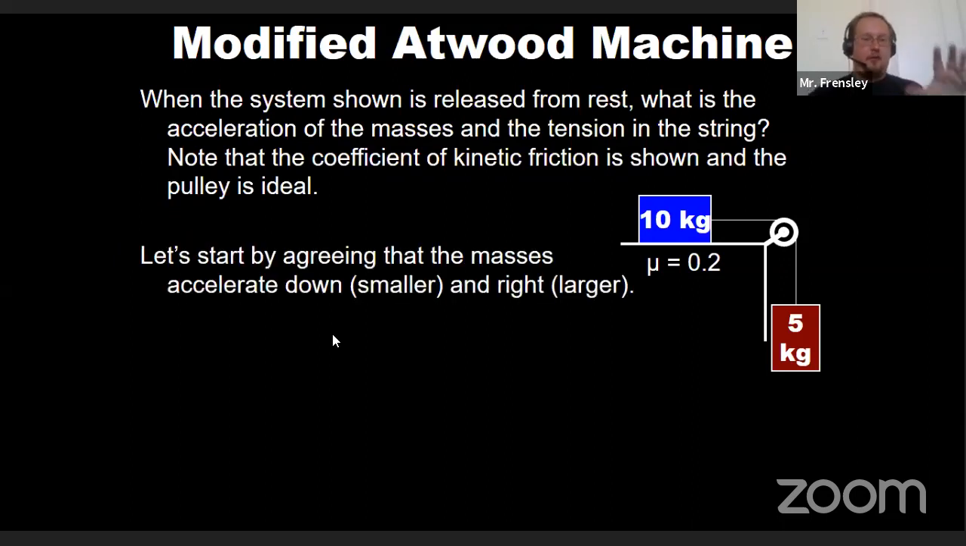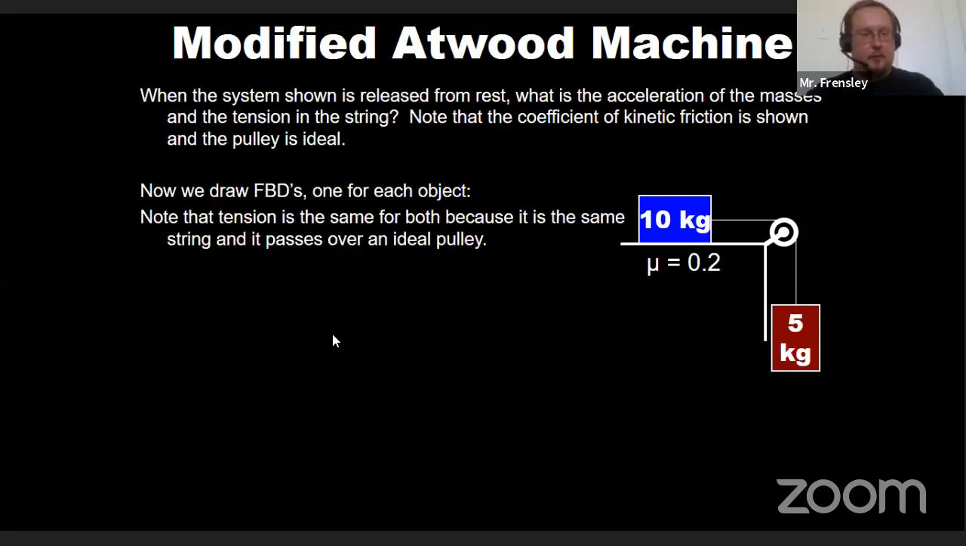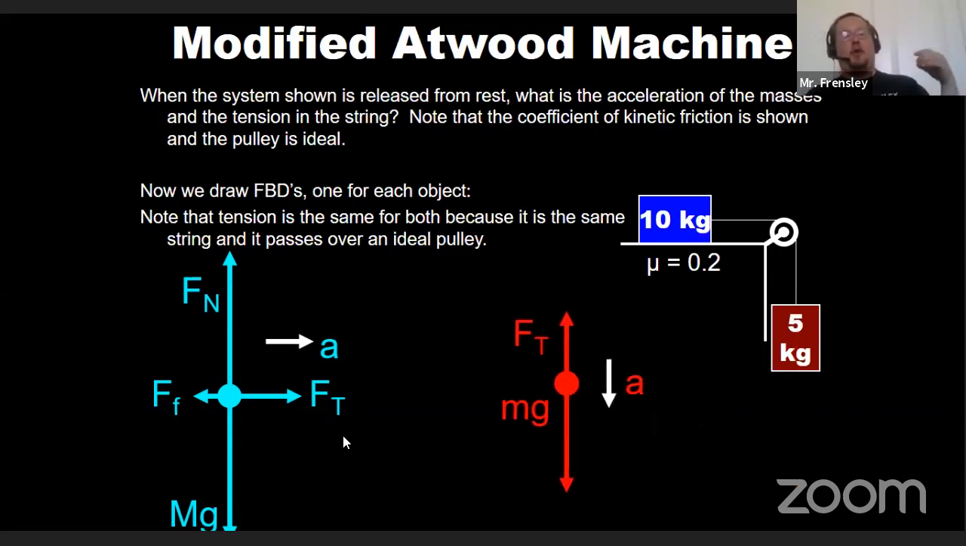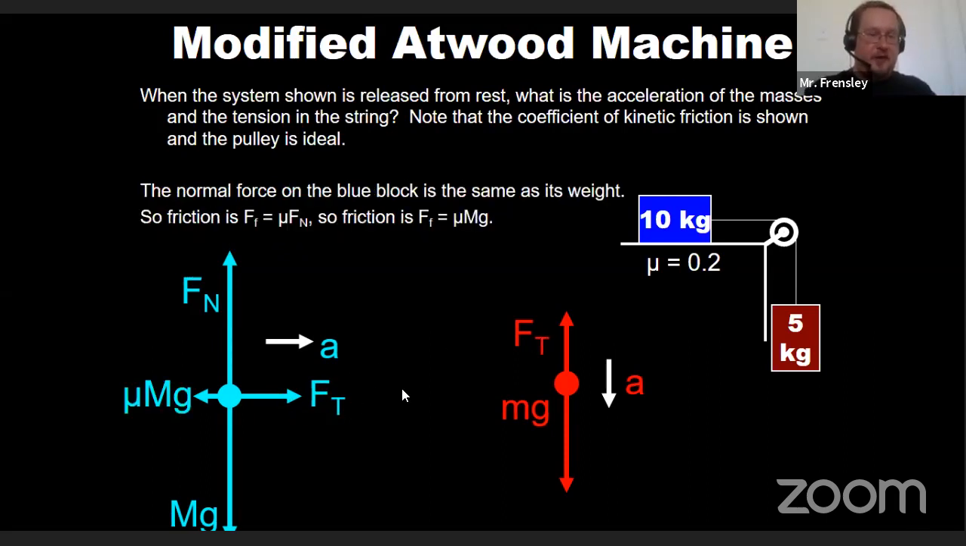Time is up. We're going to go through this a little bit quickly. I hope you don't mind because we're running out of time here. So let's start with agreeing that the 5 kilogram accelerates down and the 10 kilogram is going to accelerate to the right. Here's the free body diagram for the 10 kilogram. It's got more tension than friction, or else it would not accelerate. I'm going to say also that the 5 has more weight than tension, right? These two tensions are the same. This tension pulls backward on the 5. This tension pulls forward on the 10.